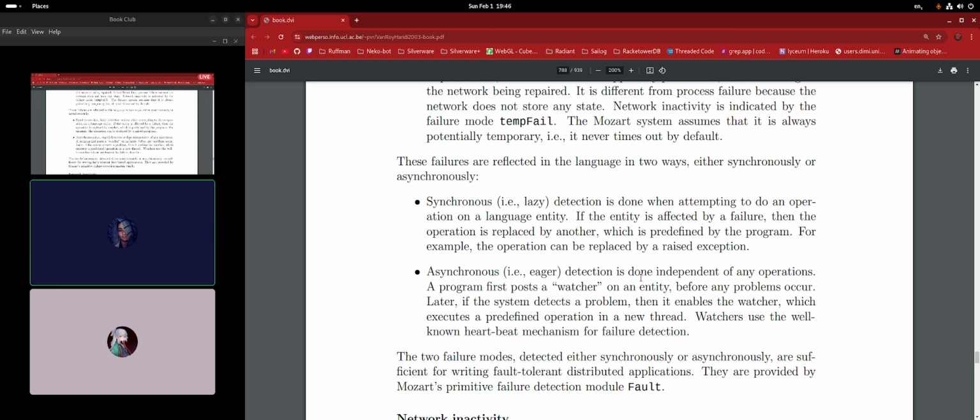Asynchronous detection is done independent of any operations. A program first posts a watcher on the entity before any problems occur. Later, if the system detects a problem, then it enables the watcher, which executes a predefined operation in a new thread. Users use the well-known heartbeat system for failure detection.